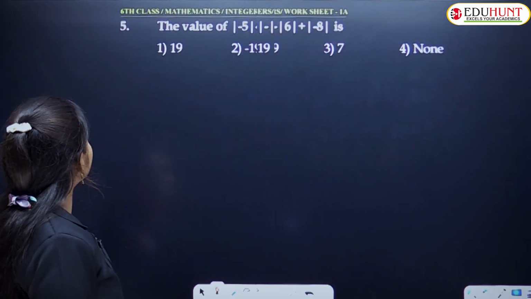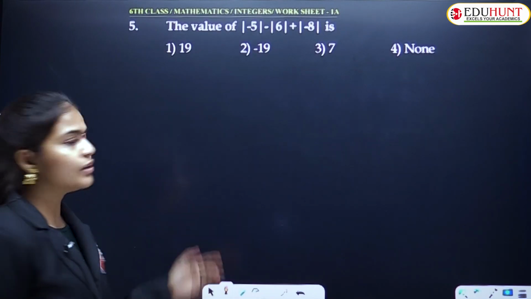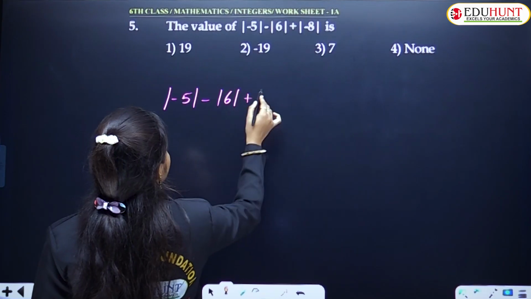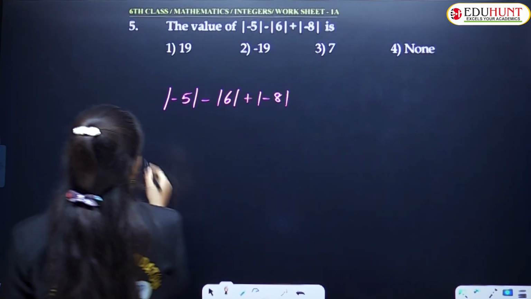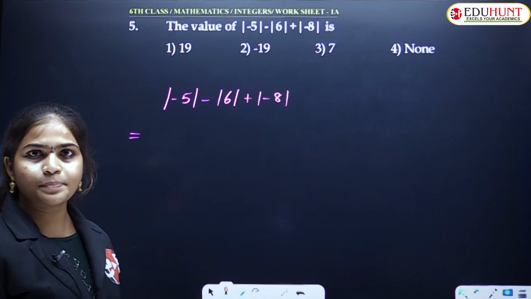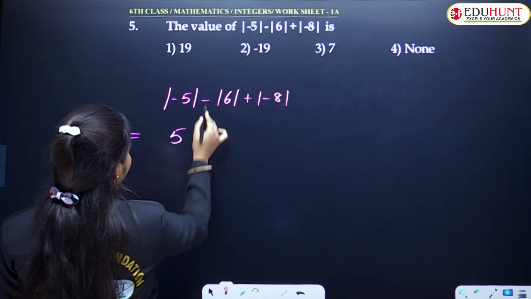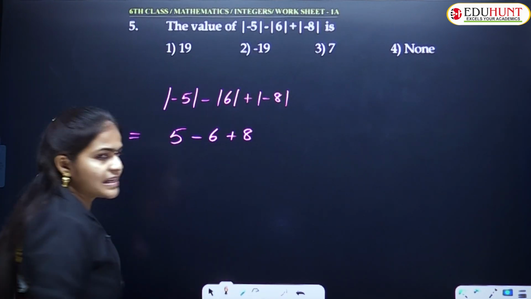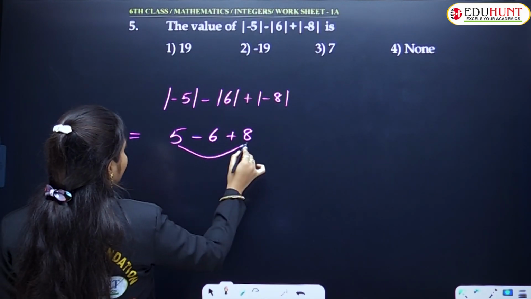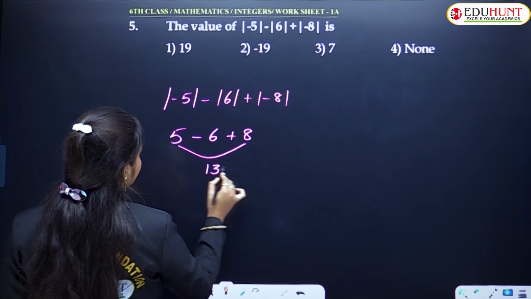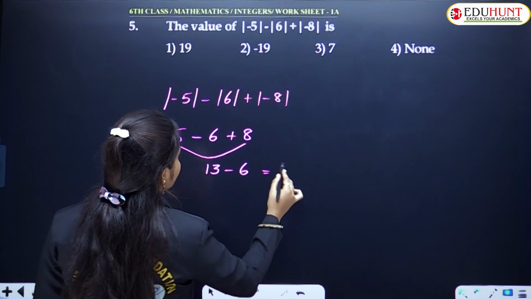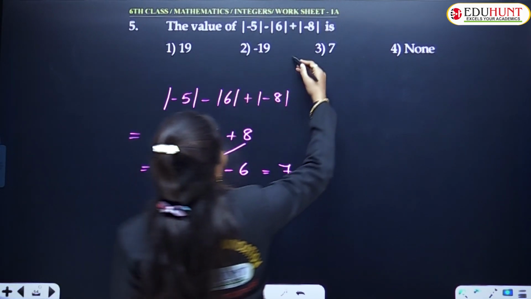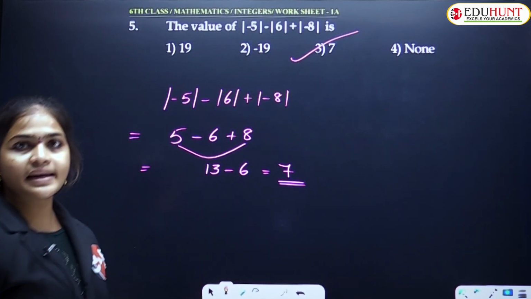Okay, let us see the next one. The value of, here also same. Just see: modulus of minus 5 minus 6 plus modulus of minus 8. So modulus of minus 5 is again plus 5 only, no? So plus 5, minus 6, plus modulus of minus 8 is again plus 8. Understand? Next, 5 plus 8 is equal to 13, minus 6 is equal to 7. So which option is correct here? Option 3 is correct, that is 7.